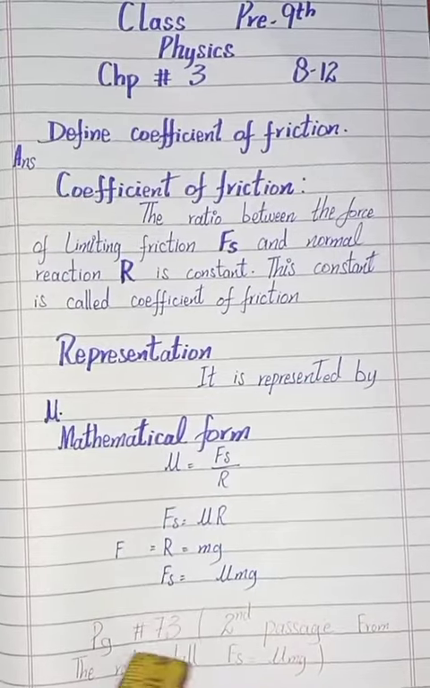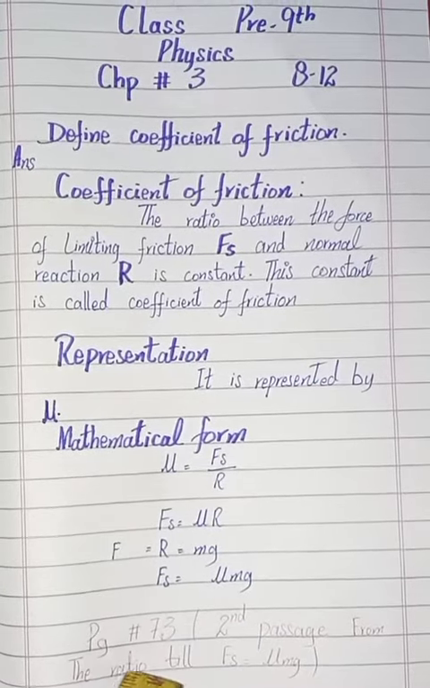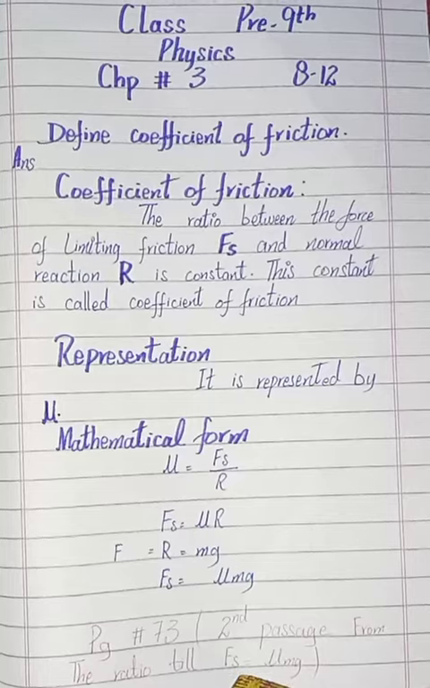So its answer is on page number 73, second passage, from the ratio till Fs equals mu mg.